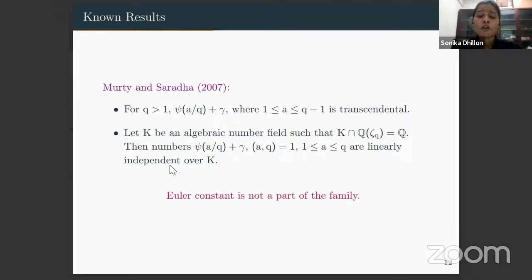But note here that one important thing is there. They have talked about psi of a by q plus this Euler constant gamma. Because we don't know about this Euler constant gamma, that is why they have taken Euler constant gamma together, and then we are left with a log linear combination where we can use Baker theory. Now the question is what happens when this Euler constant gamma is not a part of the family, that means now we are studying only psi of a by q instead of psi of a by q plus gamma.